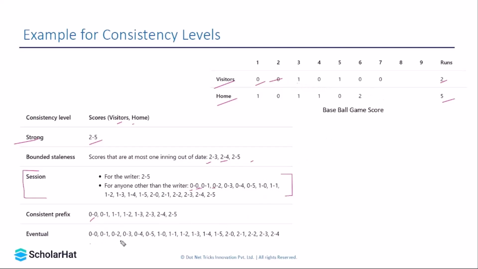And the final is eventual, which simply means that it will display in any order and it will not follow any particular sequence. So you can say that with the help of these examples, we can understand what are the different consistency levels in case of Azure Cosmos DB.